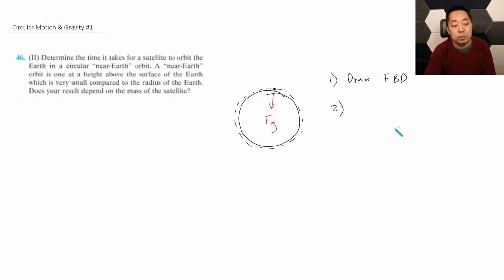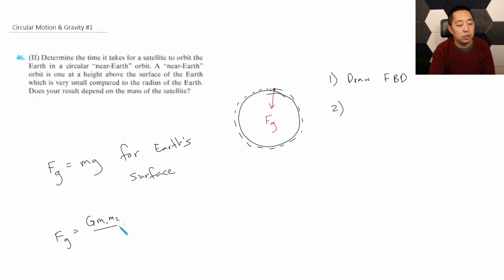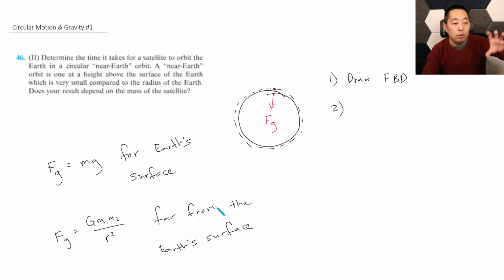Now, you might be confused sometimes, because when we do this unit with circular motion, we talk about Newton's law. There are 2 forces of gravity we use. One is mg, for near the Earth's surface. And if you are far from the Earth, we use this one. This is for far from the Earth's surface. So those are two different things that we're going to do. In this case, we are near the surface of the Earth, so the Fg does equal mg.